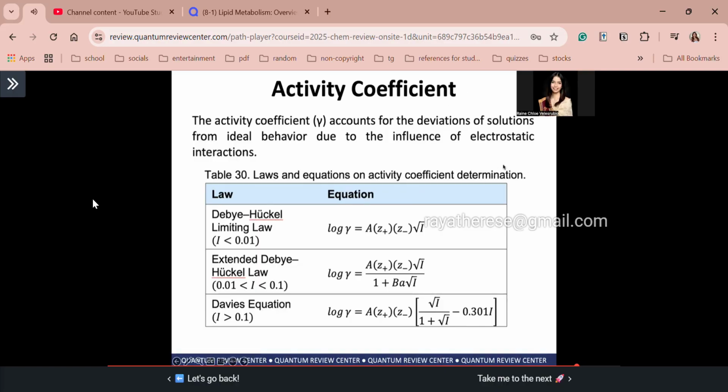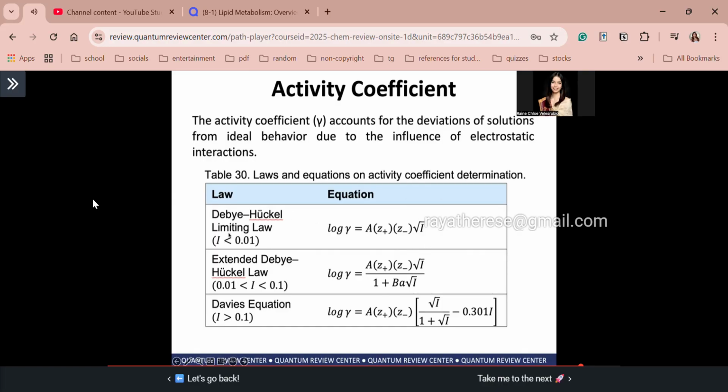Here we summarize the various laws and equations for determining the activity coefficient. This is based on the ionic strength. We have 3 types. First, we have the Debye-Huckel limiting law, used when the ionic strength is less than 0.01. This occurs for very dilute solutions. So log gamma is equal to A times Z plus times Z minus times the square root of I. Later on, we will define the variables. Again, capital I is for ionic strength.